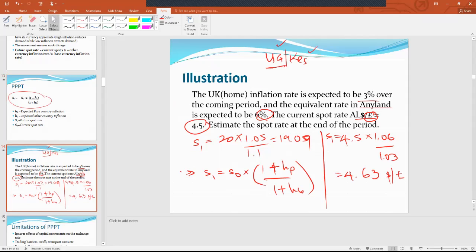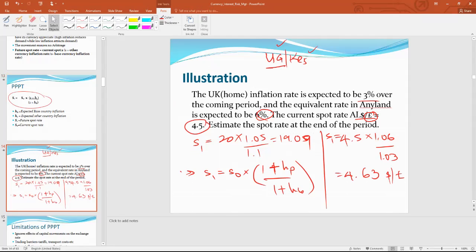I used some other method, but I got 4.63. You got 4.63? The same answer, but I didn't use the formula. I didn't get you very clearly. You used what? I used my own method. And you got the same answer. Okay.